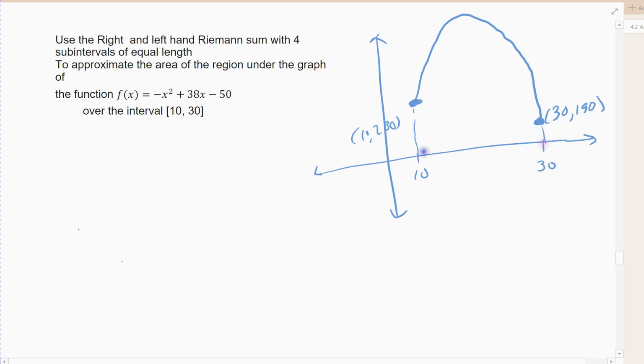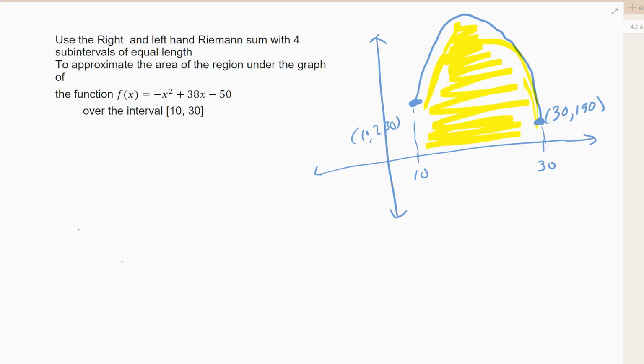Alright, and so this is the area I want to find. I want to find the area between 10 and 30 of this particular function. I want to find this area. And again, I'm going to use rectangles from both the left and the right. So first thing, I'm going to divide it up into 4 subintervals.